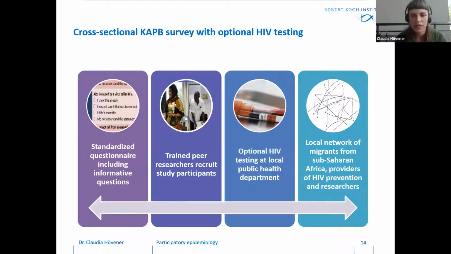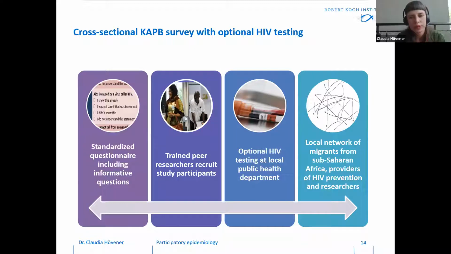The optional HIV testing took place at local public health departments. We made sure that for the time of the study, there was language translation into French and also into English and sometimes other languages, depending on the communities in the respective cities.